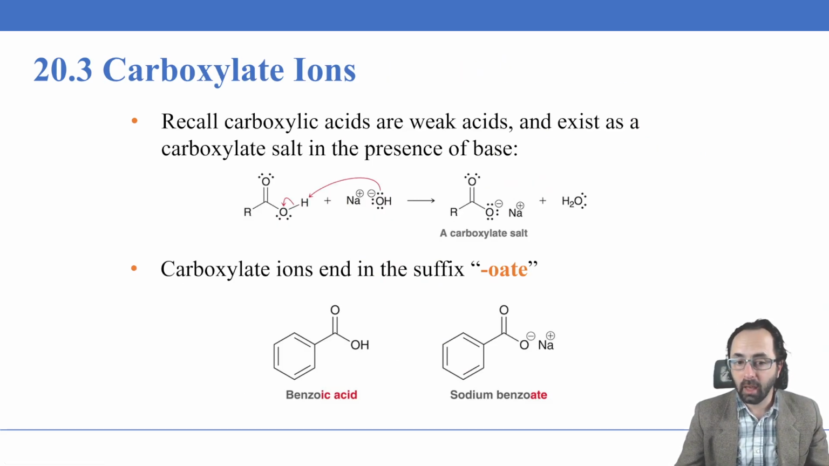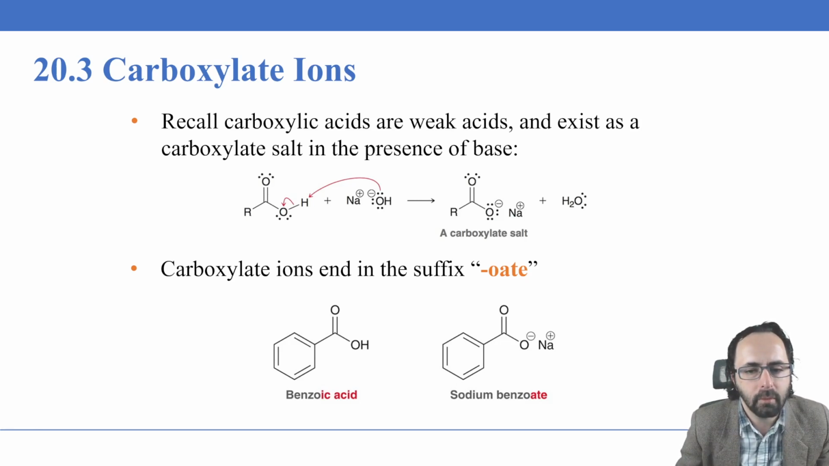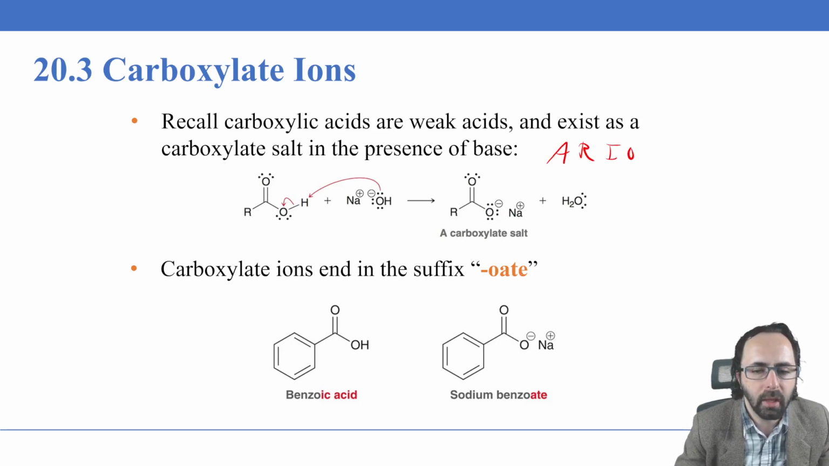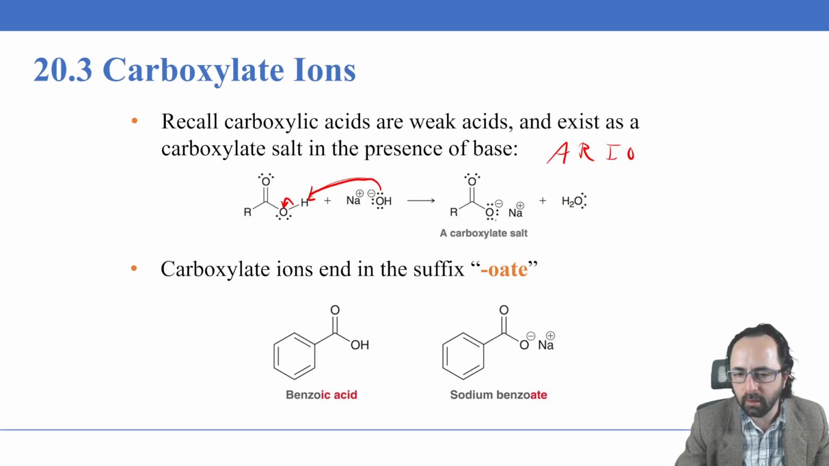Recall that carboxylic acids behave as acids. Remember, you can evaluate the strength of the acid by using the process of ARIO on the conjugate base and seeing how well it stabilizes the negative charge. So when you have a carboxylic acid exposed to a base, the base will deprotonate that acid, grab the proton here, and that proton will leave its two electrons behind, leaving a carboxylate ion here.